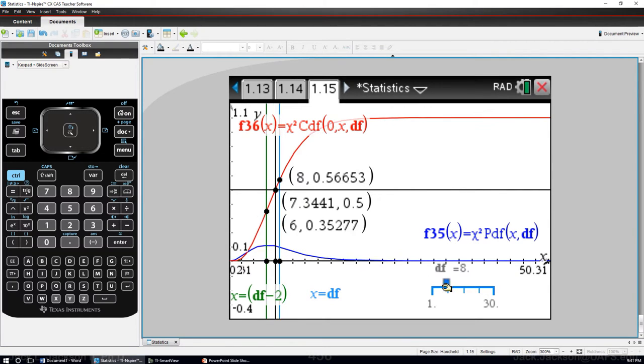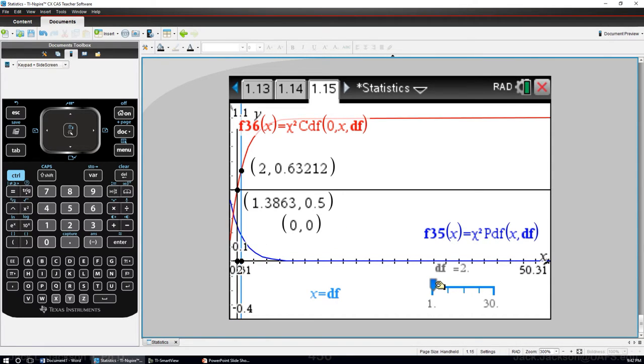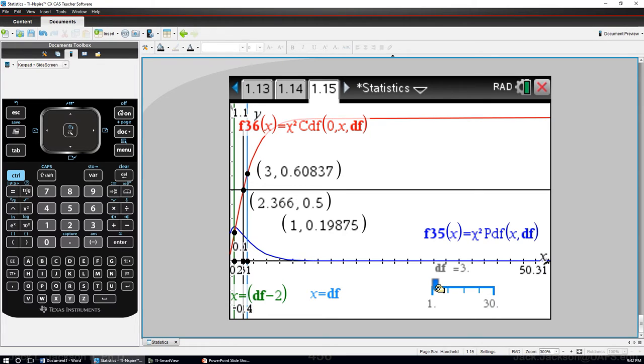I have this set up where I can drag this. Now, if you notice, when degrees of freedom are 1, things look a little differently. The PDF is actually shooting up the y-axis there. So things are a little bit different there. And that's also true for degrees of freedom are 2. So this graph looks a little different. But once you get up to degrees of freedom are 3 or more, then you get that same kind of shape where it's coming up and then back down.